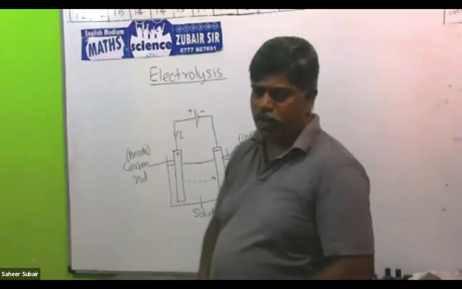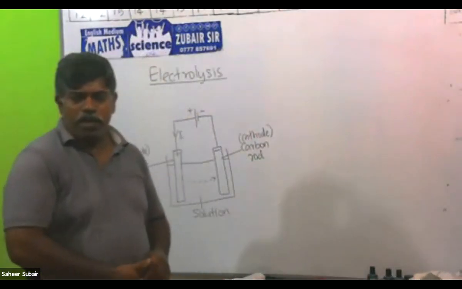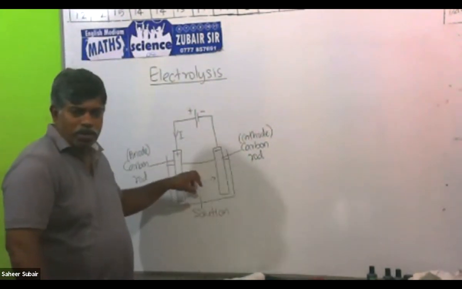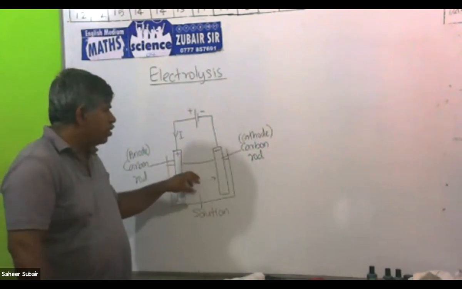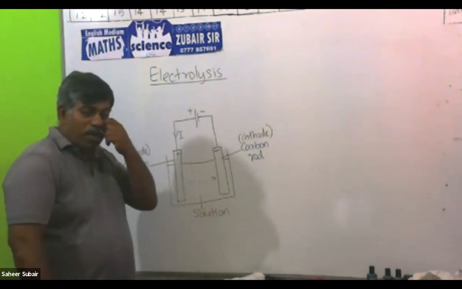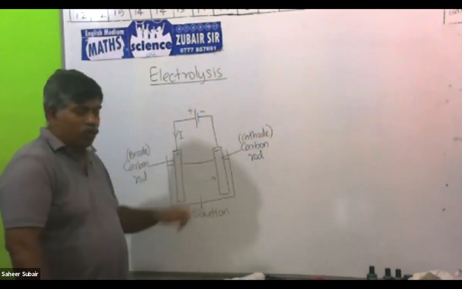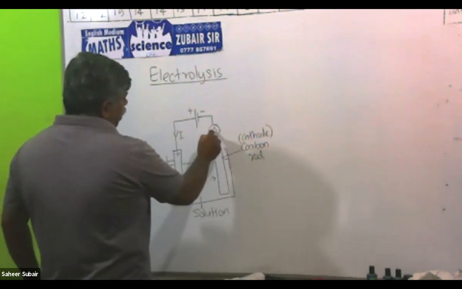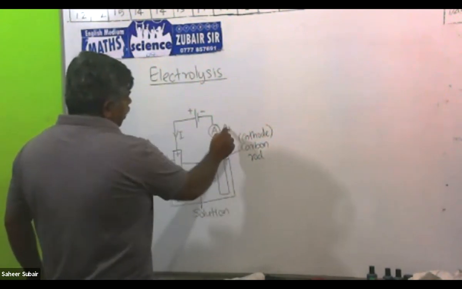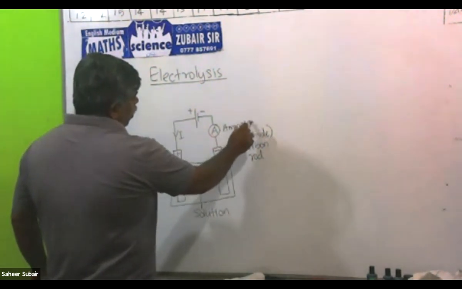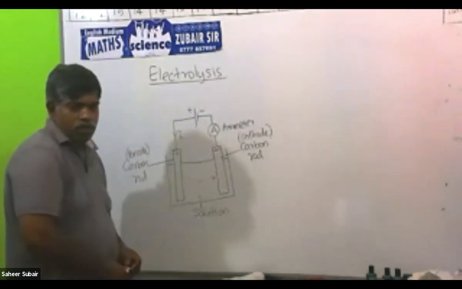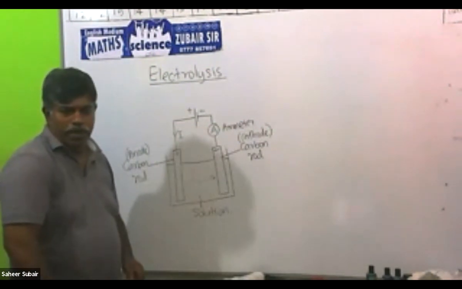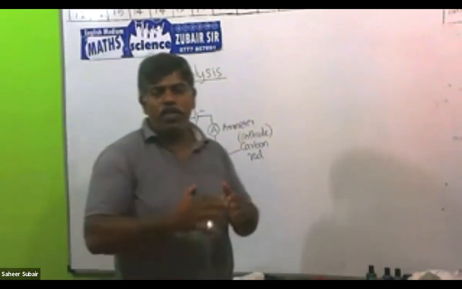Now we'll use different solutions and see. First take distilled water that is found in the laboratory. Pour the distilled water into this. If the distilled water allows the current, then there will be a current flow. We can make sure by connecting an ammeter. This is the ammeter. When the current flows, the ammeter shows a deflection. Now if you use the distilled water, there won't be any deflection in the ammeter. That means distilled water is not passing the current.